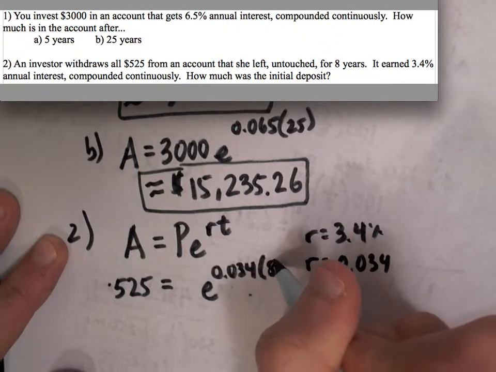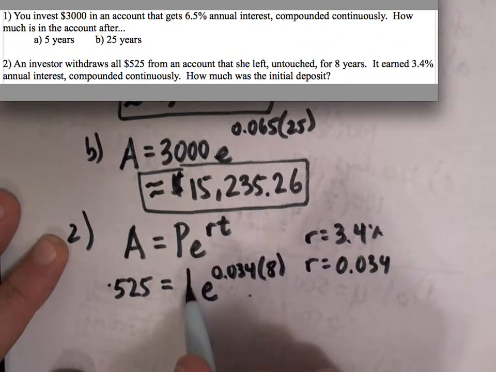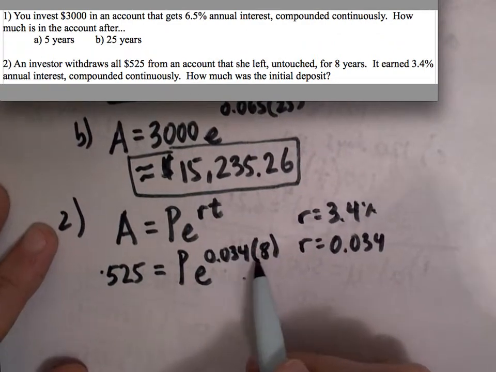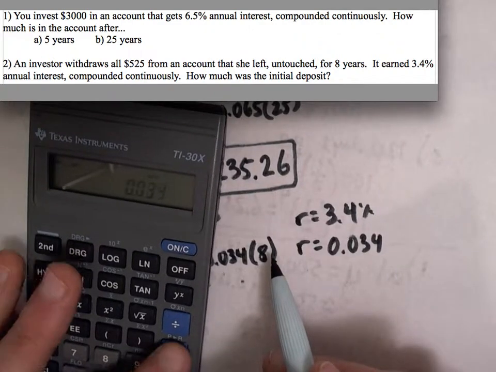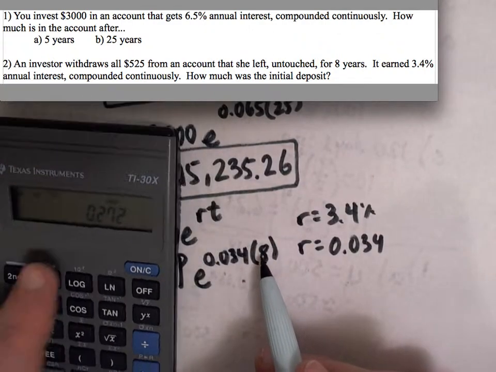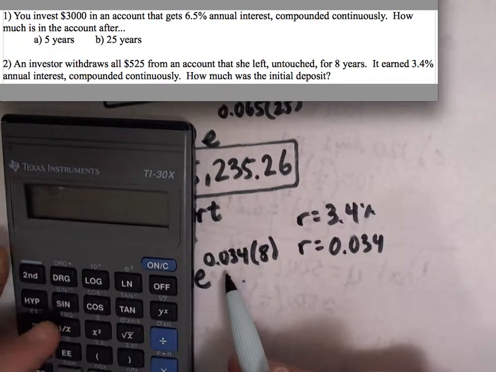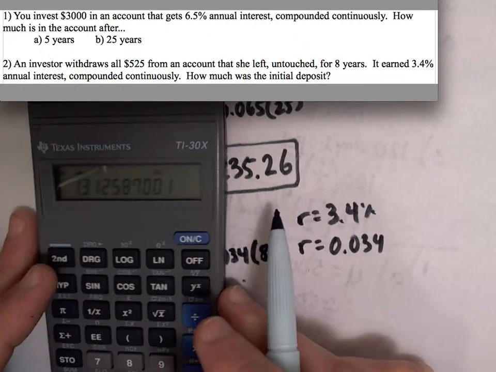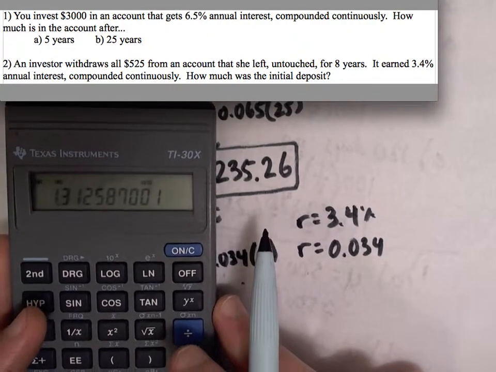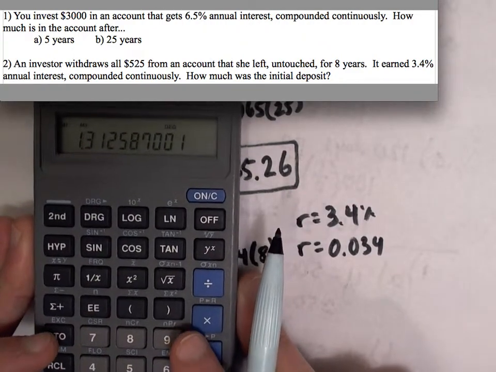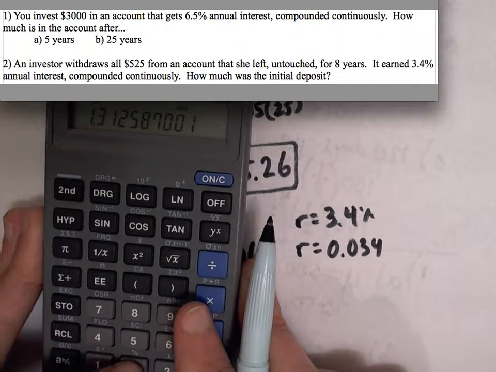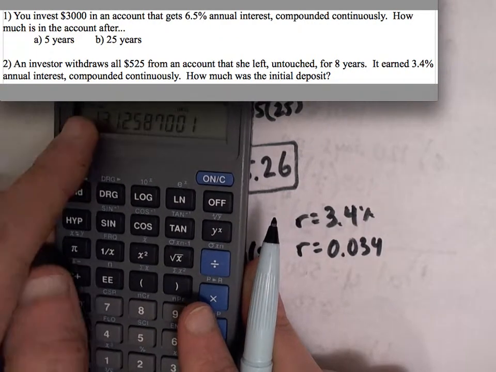Didn't touch it, so we actually need to know the P here. So let's calculate this. 0.034 times 8 is 0.272. We're going to take e to that power. And now I'm going to try and store this to be as accurate as possible. So your calculator might have this store. So I'm going to push store, and I'm going to store it in number 2. So push 2. There goes M2.